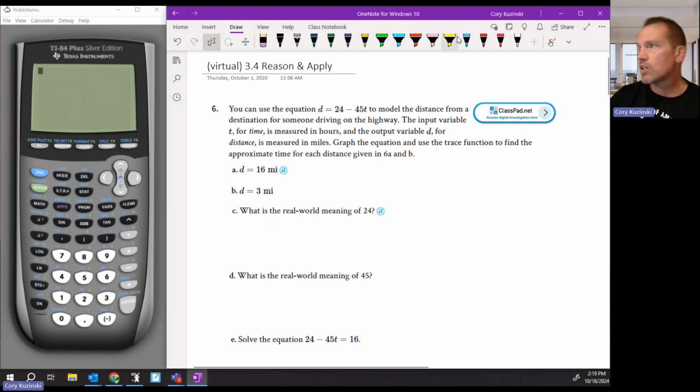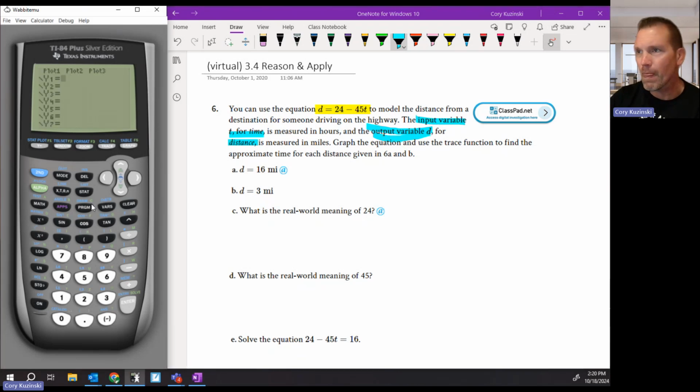We're supposed to use this equation to model the distance from a destination for someone driving on the highway. The input variable T is for time measured in hours. The output is D, for distance, measured in miles. Graph the equation and use the trace function. So let's graph this thing: 24 minus 45t, but I'm going to use x.